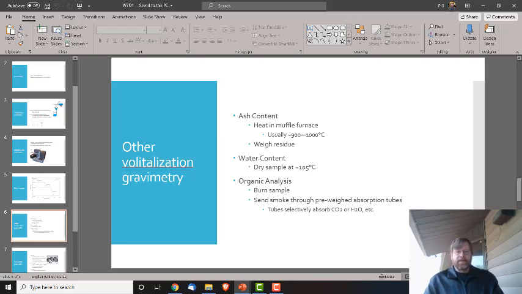Another type of volatilization gravimetry that the book describes is organic analysis. You burn the sample and direct the smoke to go through a series of absorption tubes. Each tube needs to be pre-weighed, and it selectively absorbs something out of the smoke, and then you weigh the change to determine the content of CO2 or water or whatever has been absorbed, and you can determine how much carbon was in the sample. That's going to go to CO2. How much hydrogen there was. That's what's going to produce your H2O. Things like that.